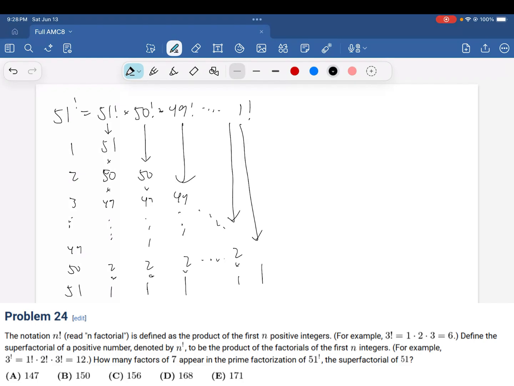So now that we've separated these, we can figure out how many factors of 7 there are. So we only care about the numbers that are divisible by 7. Those are 7, 14, up to 49. The odd one out here is 49 because this is just 7 squared, so it contributes 2 factors of 7.